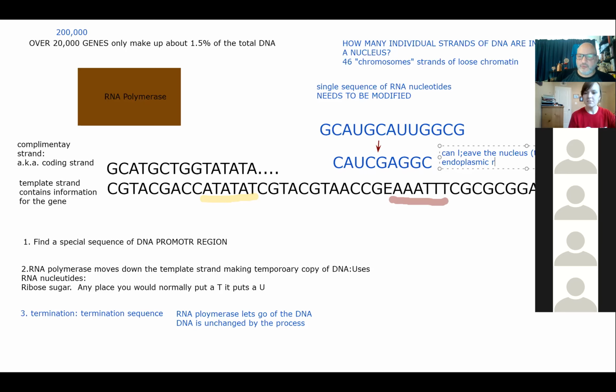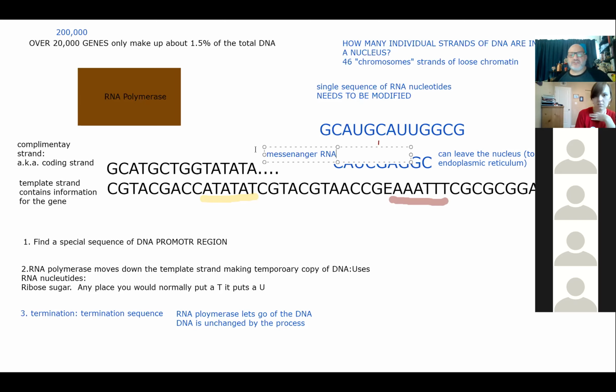Endoplasmic reticulum. Yeah, the rough endoplasmic reticulum. So it's going to leave the nucleus and go to the rough endoplasmic reticulum. And this single strand of RNA nucleotides that can now leave the nucleus and go to the rough endoplasmic reticulum, we call messenger RNA, which after you've written out messenger RNA once, you can abbreviate it mRNA.